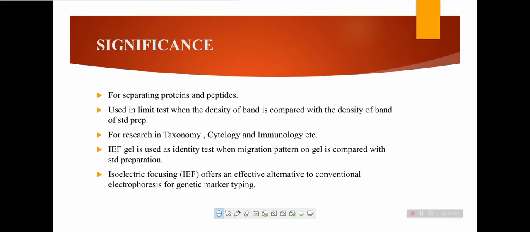So this is all about electrophoresis. Electrophoresis is a technique in which the compounds are put under the influence of an electric field, and under the influence of the electric field, on the basis of their charge, size or shape, the separation of molecules is carried out.